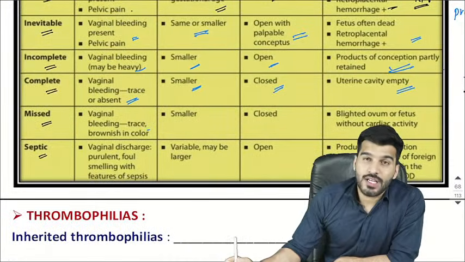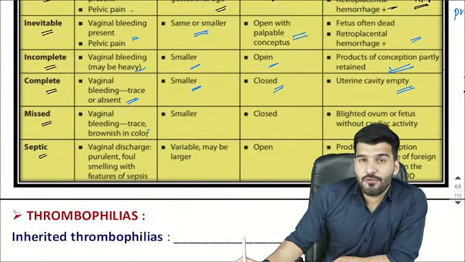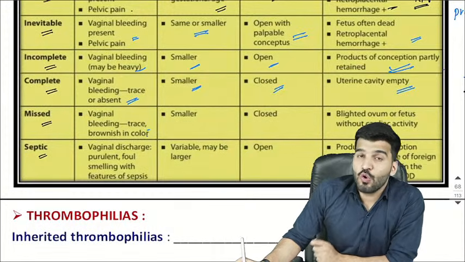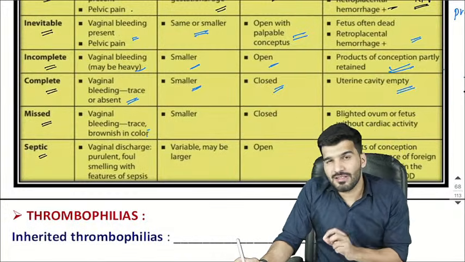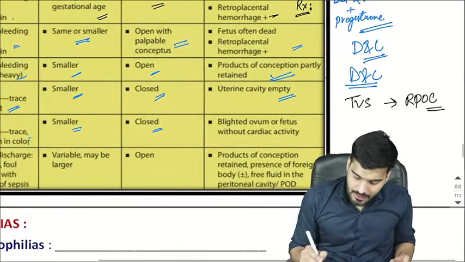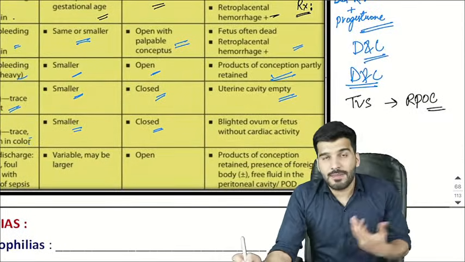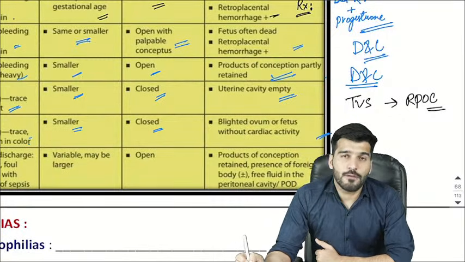Next is missed abortion. There will be vaginal bleeding, a trace or brownish in color. This is the classical type of abortion in which there are no warning signs and symptoms. That means there is no bleeding or pain, just a trace, a spotting. Size will be smaller, os will be closed, and the differential diagnosis is blighted ovum.